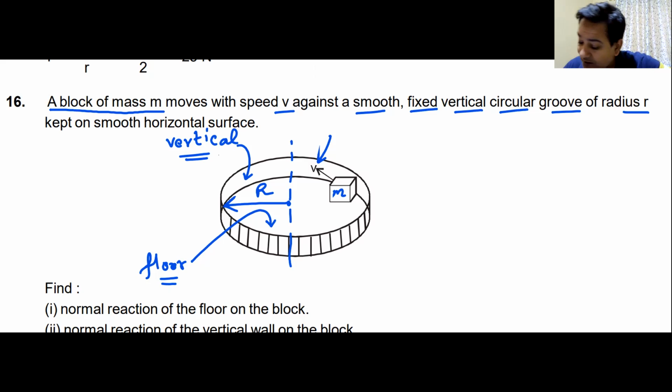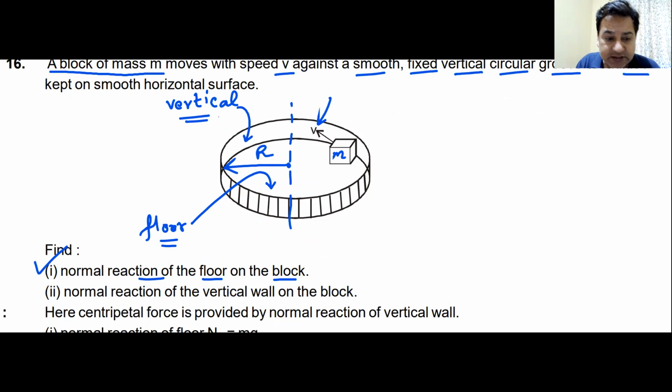What we have to do is find, number one, the normal reaction of the floor on the block. Floor is the bottommost portion. You have to find the normal reaction of the floor on the block. That is the first thing. And the second thing is you have to find the normal reaction, or the reaction force, between the vertical wall and the block.